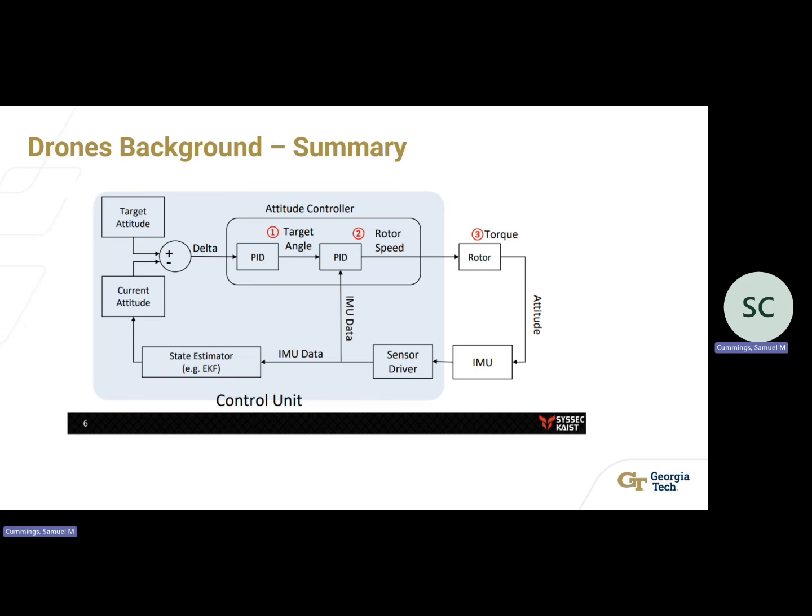So in summary, this is a good diagram that they included in the paper. You have the control unit off to the left of this drone diagram in blue. That's the control unit. And then the IMU is at the bottom right. And you can see the arrow from the IMU to the control unit. That's the communication channel.